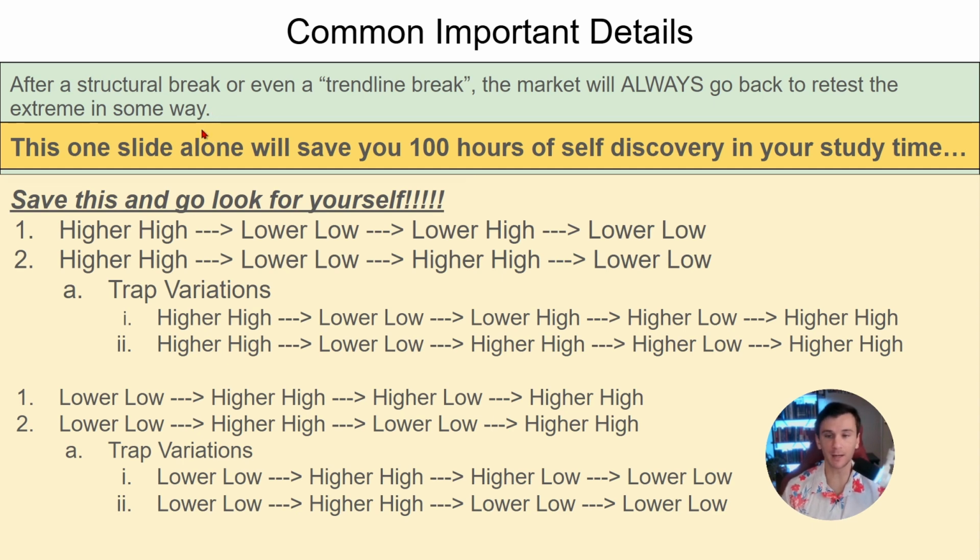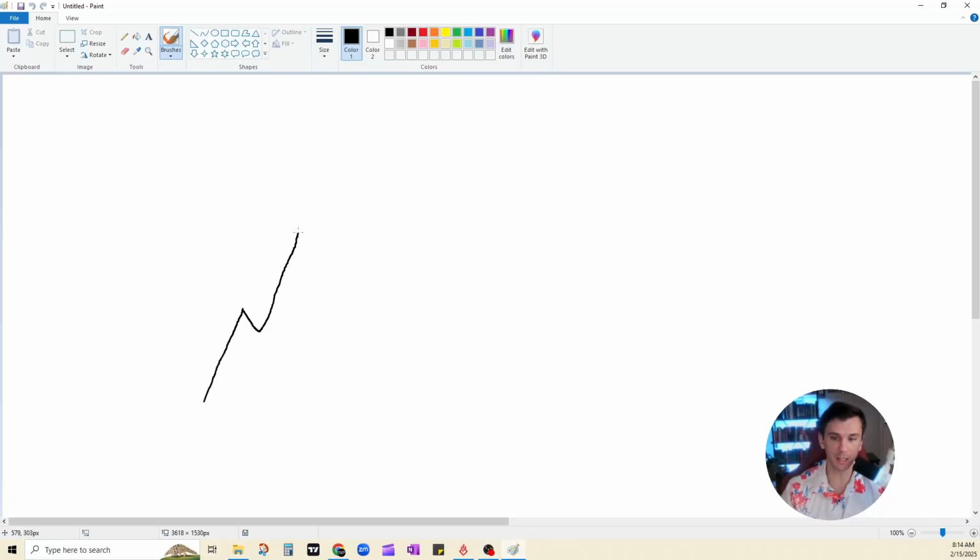Now, sometimes those retests will come in the form of, let's say that we're making lower lows and lower highs, right? And we make a higher high. Sometimes that retest will come in the form of a higher low, or sometimes it'll come in the form of a lower low. So let's get something up there, and I'll show you exactly what I'm talking about. So for example, if we have a market making higher highs and higher lows, and we get a lower low. Now, it's not always going to make a lower high, all right?